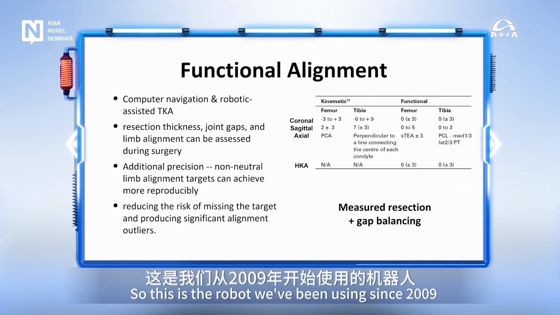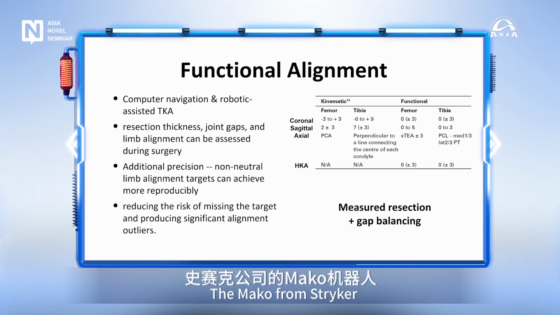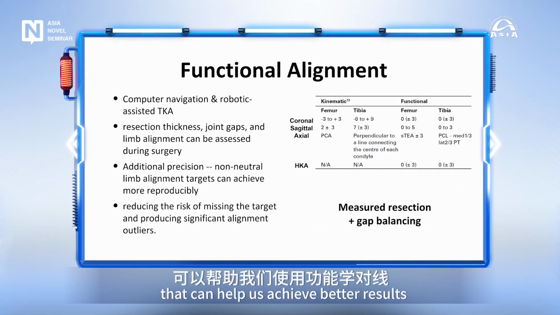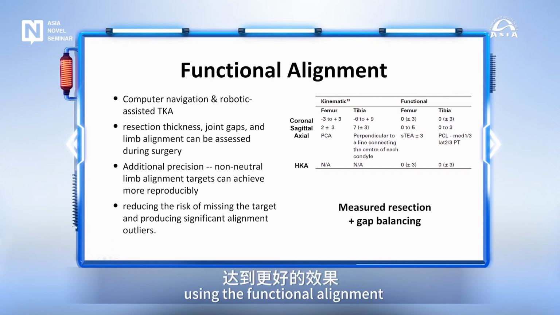This is the robot we've been using since 2009, the Mako from Stryker. I think it has 2 main advantages. One is the enhanced planning. The other one is the dynamic balancing that can help us achieve better results using functional alignment.